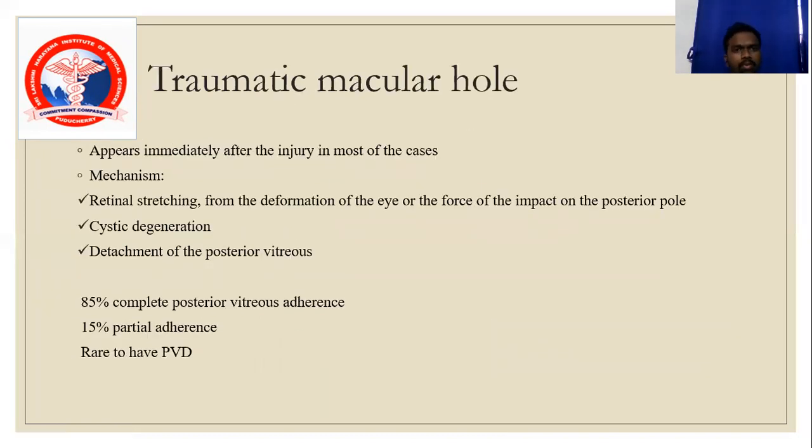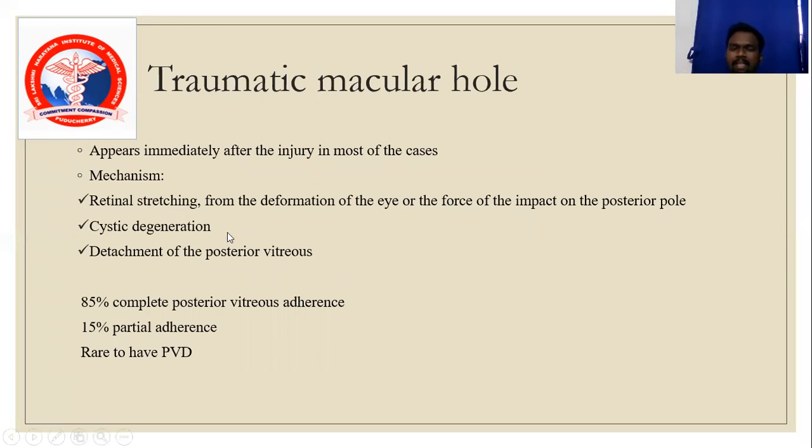So quickly moving on to what is a traumatic macular hole. Traumatic macular hole usually occurs in patients who have suffered a severe blunt trauma to the ocular surface. So usually such type of macular hole can occur immediately after the injury in most patients. So what is the mechanism, or what are the mechanisms?